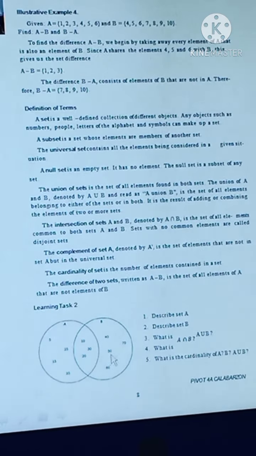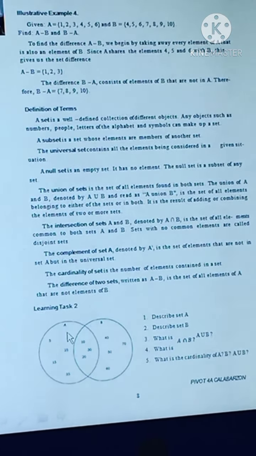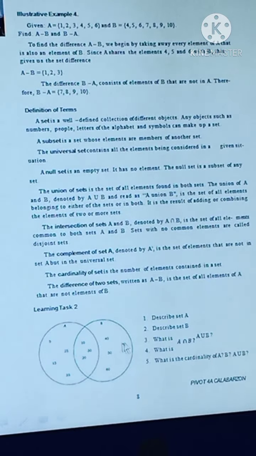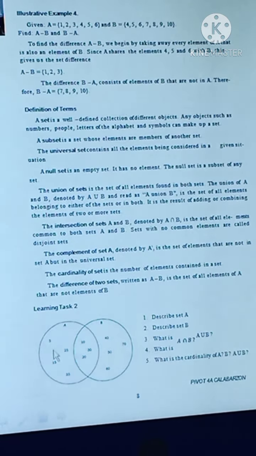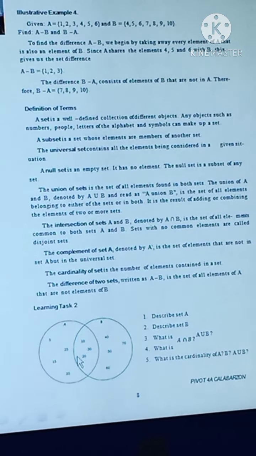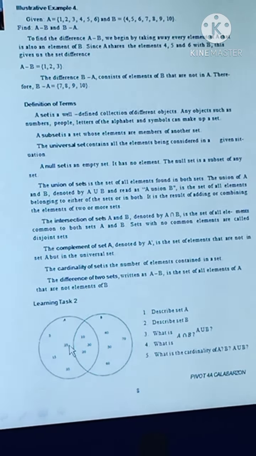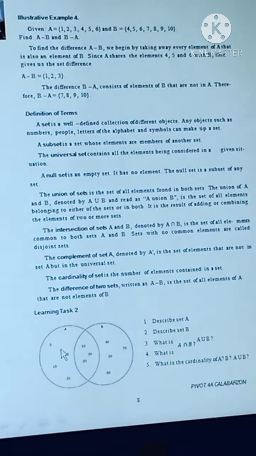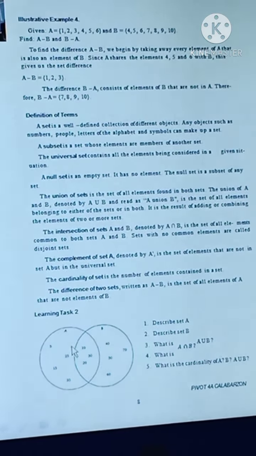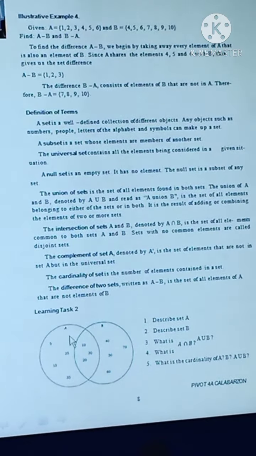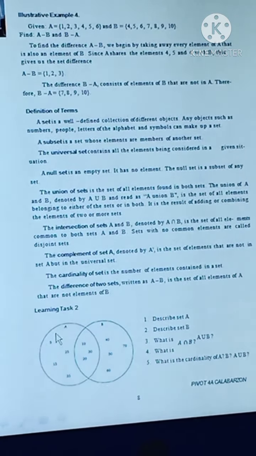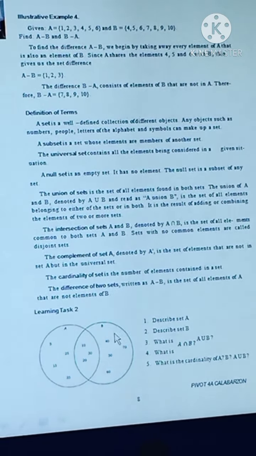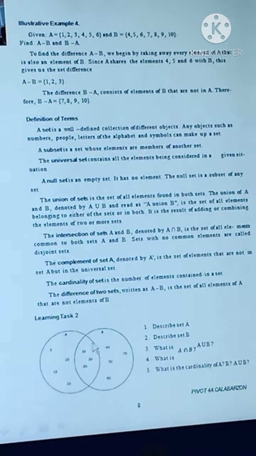Ito ang makikita sa continuation ng number one natin. So, describe set A. Ito yun. So, ano bang nandyan sa set A? Ito lahat yun, yung sa set A. Number 2, describe set B. Ito naman. Tapos, anong number yan?